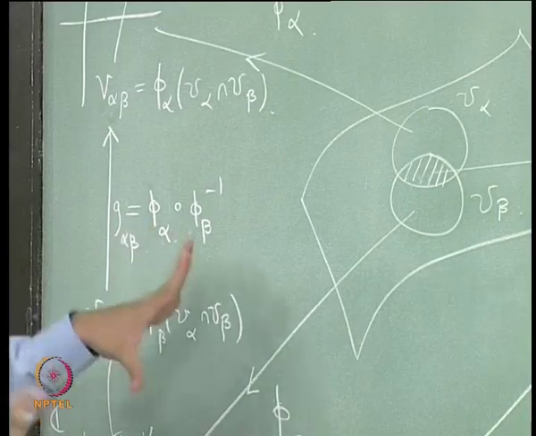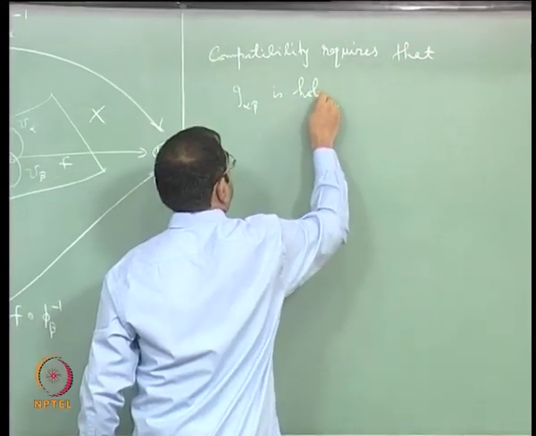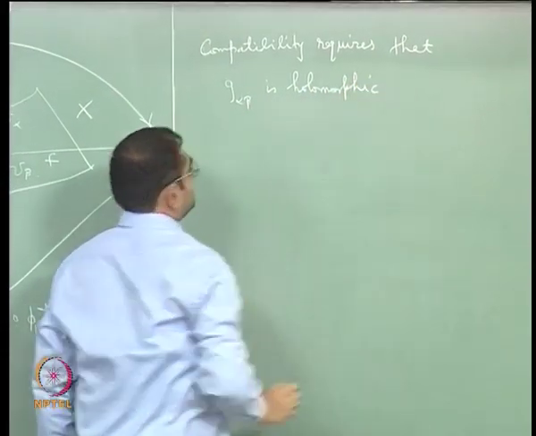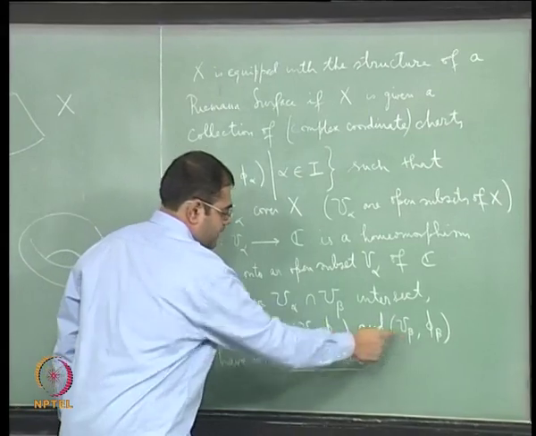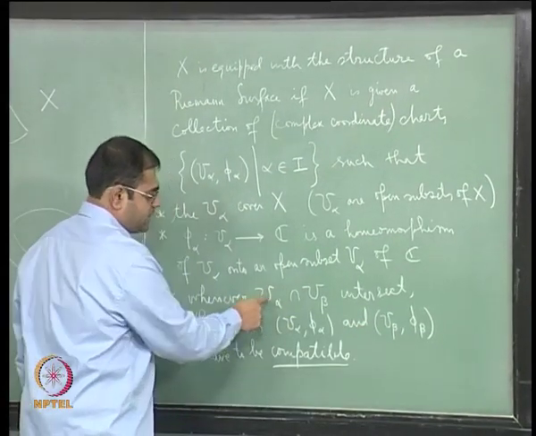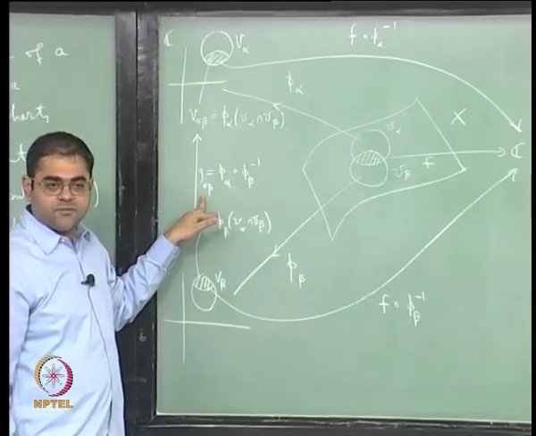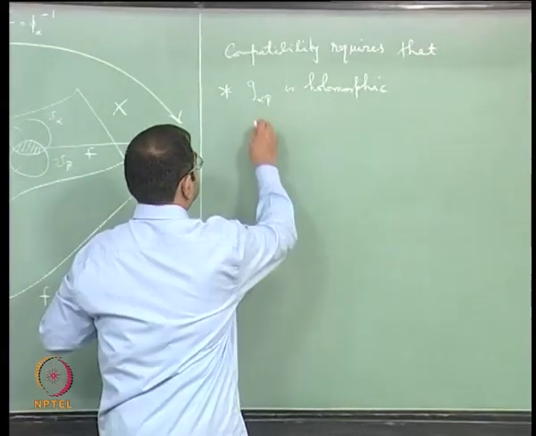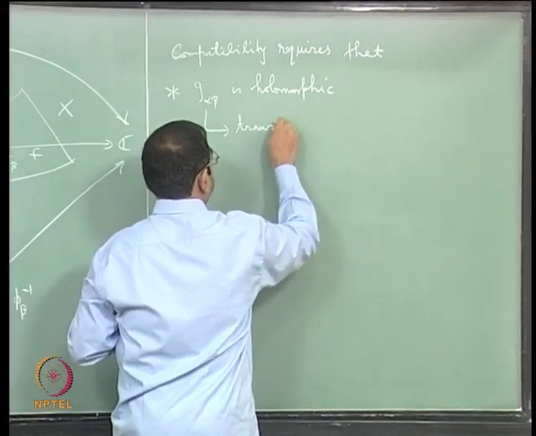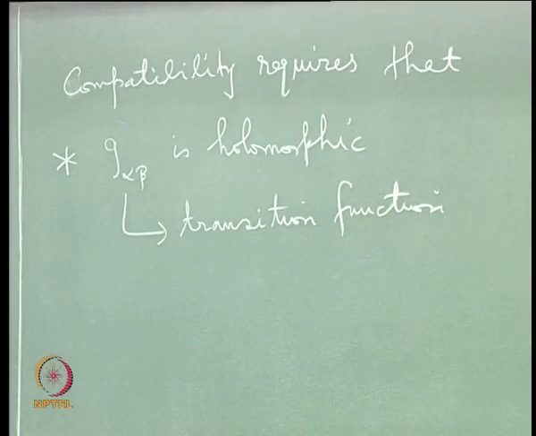So what is the compatibility requirement? It is that this g alpha beta is holomorphic. This is the condition. So the compatibility of any two charts, whenever there are two charts whose domains intersect, is that this function that you can write down for these two charts, which is called the transition function, should be holomorphic. So this g alpha beta is called the transition function. And you put this condition that g alpha beta is holomorphic, then it becomes very nice.